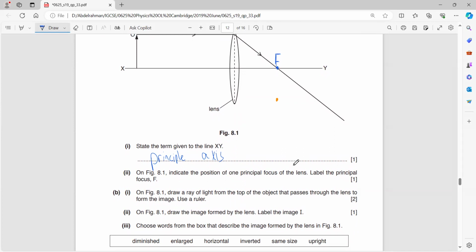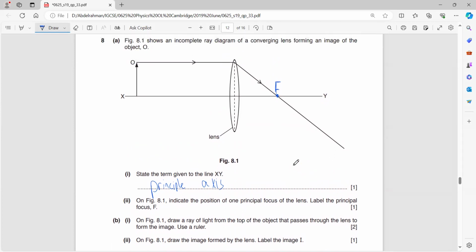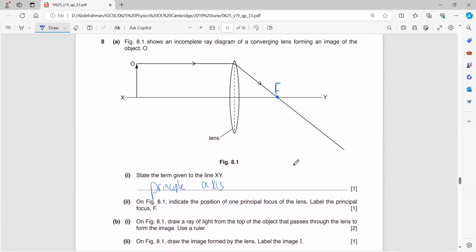On figure 8.1 draw a ray of light from the top of the lens to form the image. How can I form the image? Very simply, we know the easiest line: the one that passes through the center of the lens. No, no, wait, erase that Kareem. We will pass the line through the center.